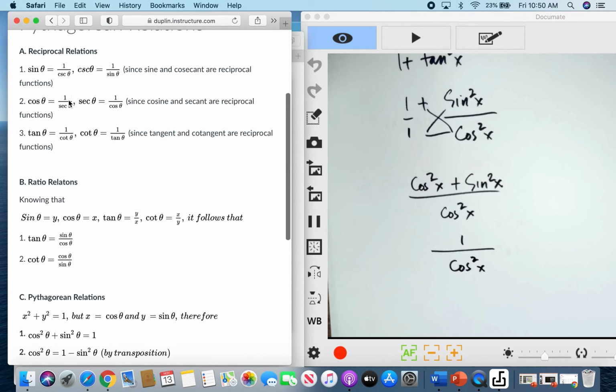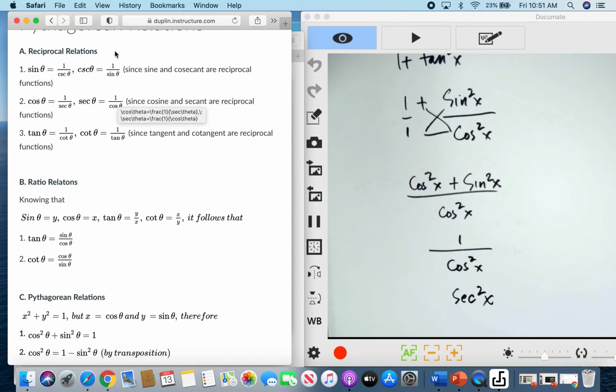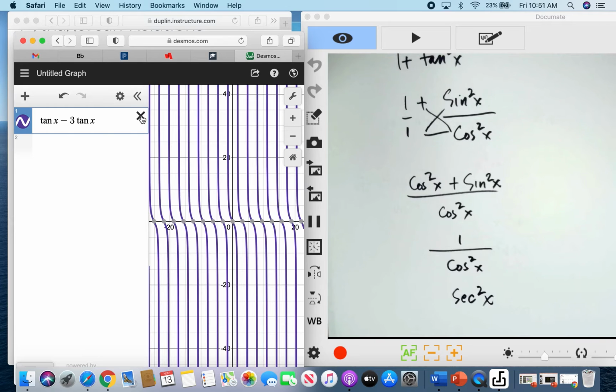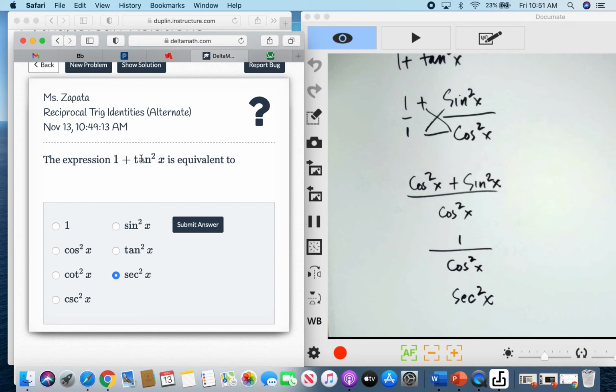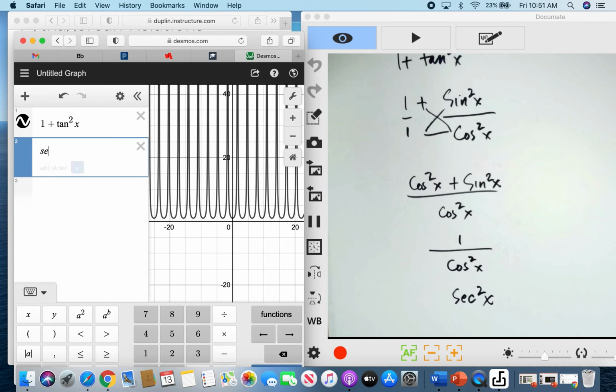Your cosine is 1 over secant, and your secant is also 1 over cosine. Since this is squared, we can identify 1 over cosine squared as equivalent to secant squared. In this situation, this is the answer. And we can submit the answer, or if it's a multiple choice type of test, just write your first function here, so that you would see you have 1 plus tangent squared x. And then you have, our answer is supposed to be secant squared x.